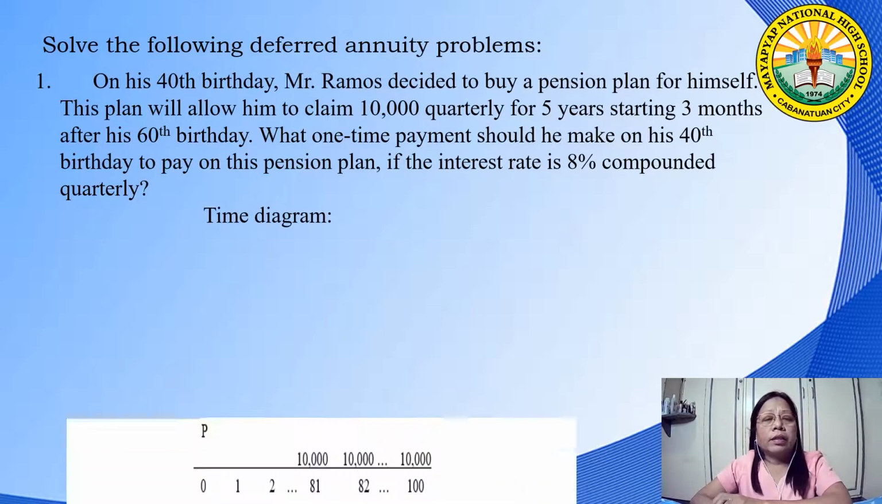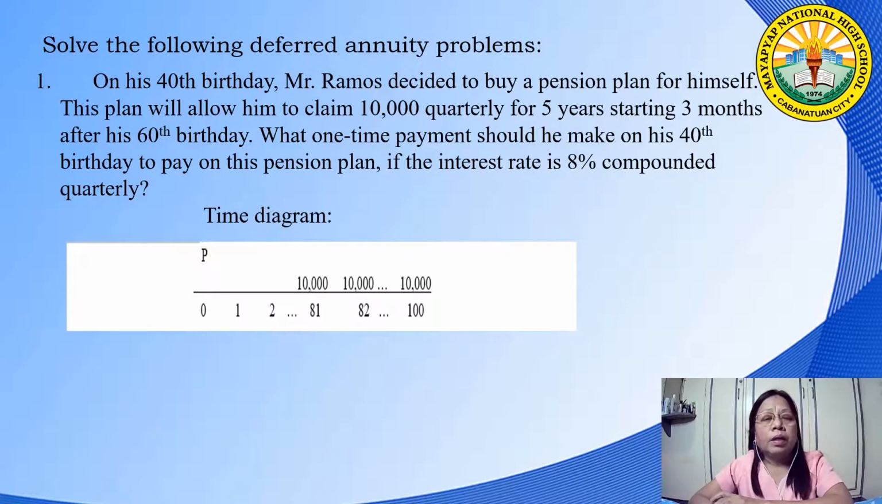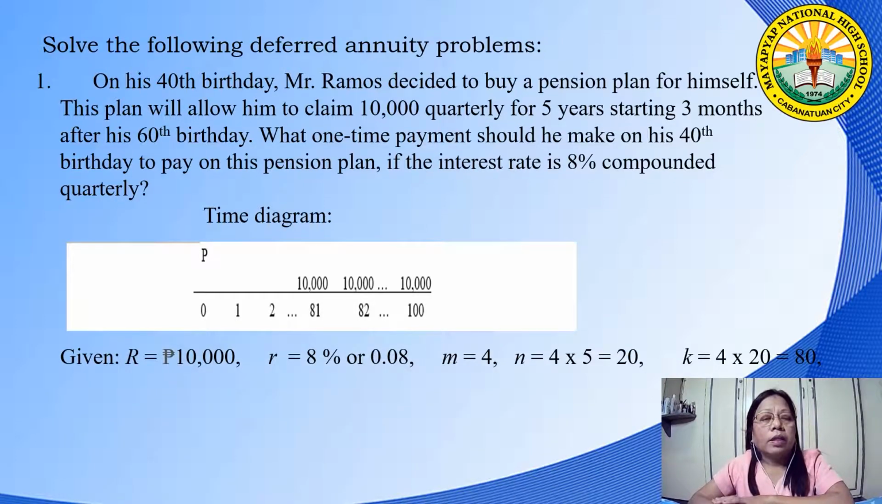So let's have a time diagram. Okay, the given: R equals 10,000 pesos, r is 0.08, m equals 4, n equals mt, and that is 4 times 5, which is equal to 20. k equals 4 times 20 equals 80. Find P, or the present value.